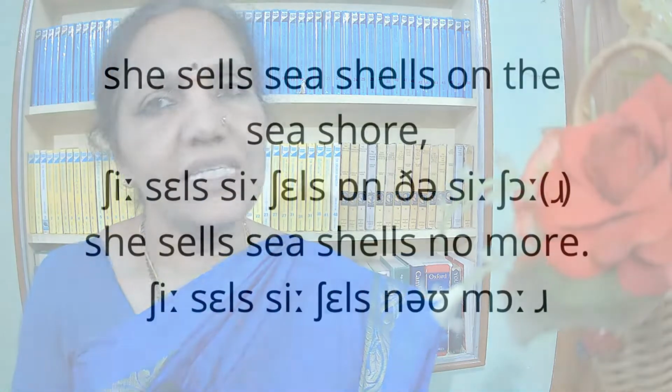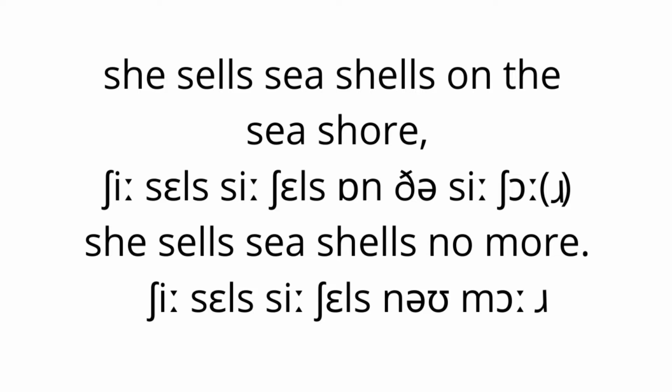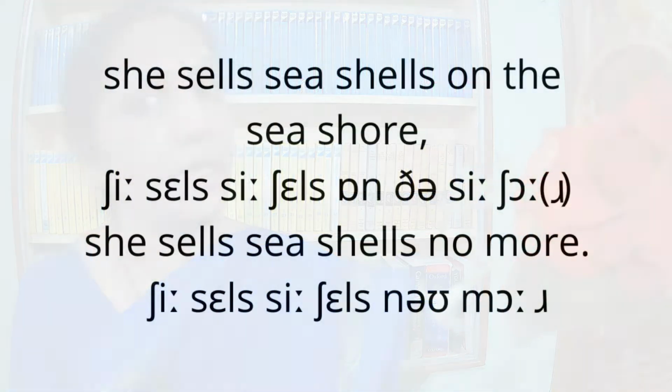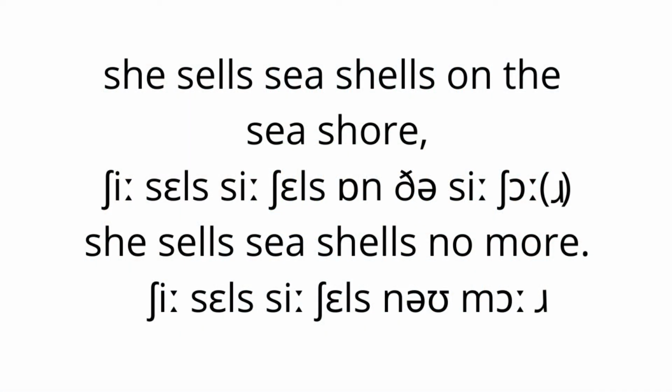So today's third tongue twister is she sells seashells on the seashore. She sells seashells no more, but in this you have only two sounds, sh and s. It's purely between these two sounds. Sh is for sh, and s is for s. So sh and s, sh and s. So once again I'll repeat it for you, and with the IPA here, now you practice it.